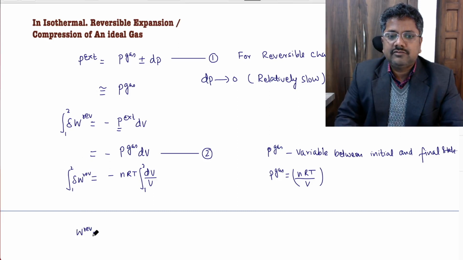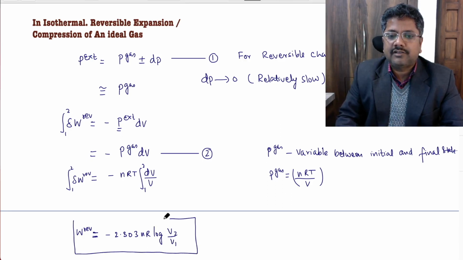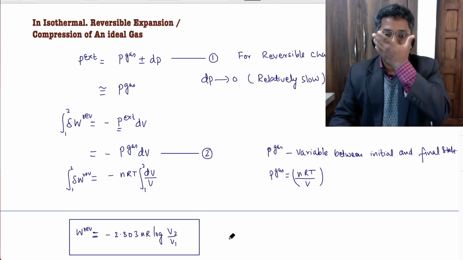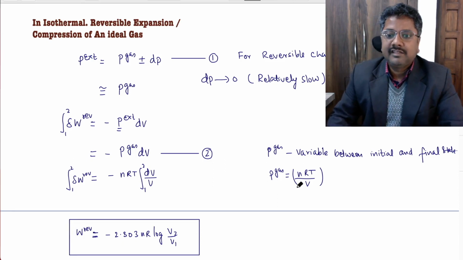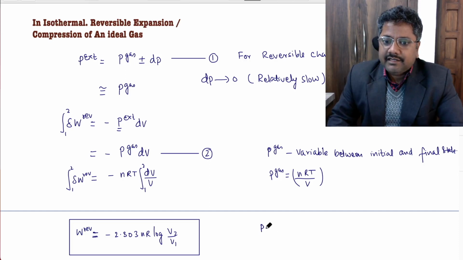This is equal to, integration of this is minus 2.303 nRT log base 10 V2 by V1. So this is the formula for the calculation of work in isothermal reversible expansion or compression. Since temperature is constant, n is constant, so we can write here P1 V1 is equal to P2 V2, Boyle's law.